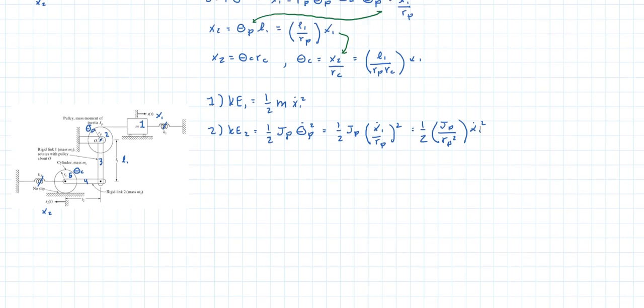All right, number 3. Number 3 is the rod, the first rod. That one's going to be a bit harder because it's not rotating about its center of gravity or center of mass. So it really is the moment of inertia about O of the bar times theta p dot squared.